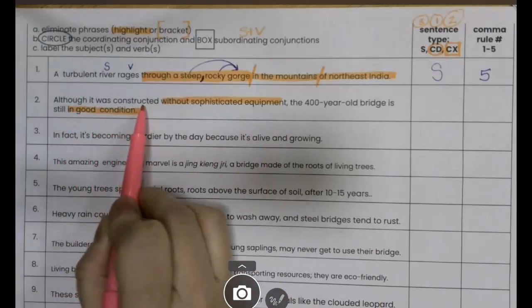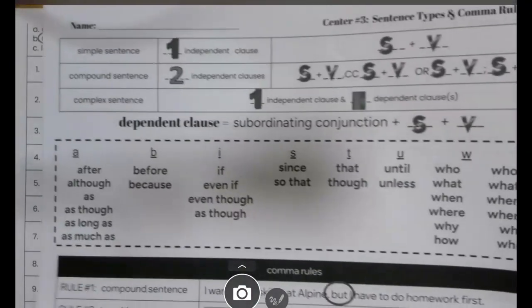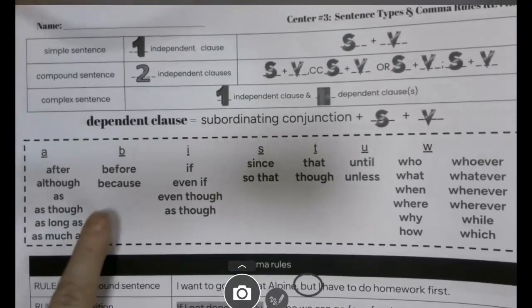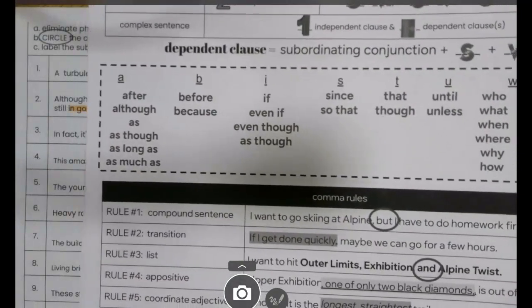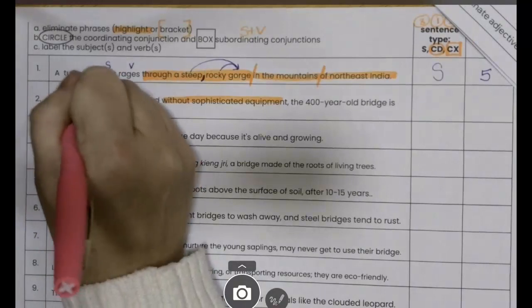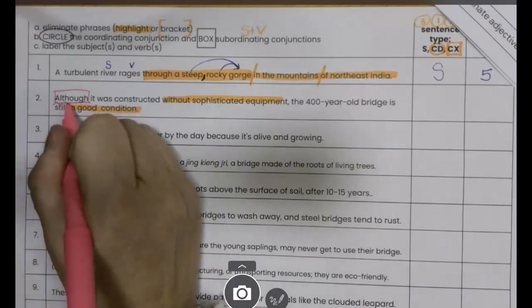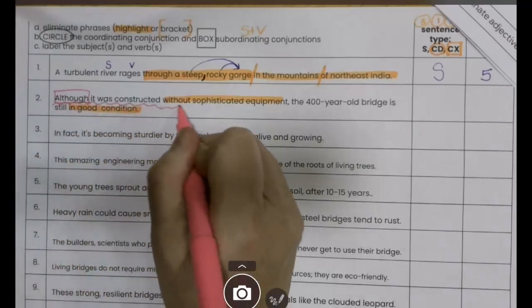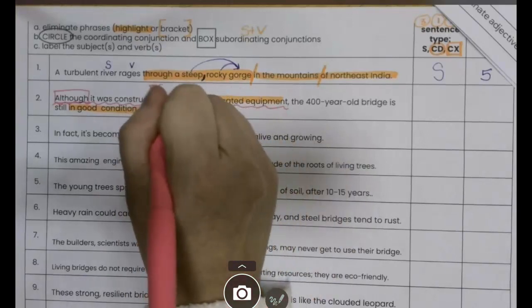Although it was constructed, the 400-year-old bridge is still. So no coordinating conjunction. Now I'm going to look to see, do I see any of the words that I wrote here under my subordinating conjunctions list in the sentence? And I do. Although. So I'm going to put a box around although and think about what clause, what is it saying that although goes with? Although it was constructed. So I'm going to underline all of this, and it actually includes this prepositional phrase. So that is a dependent clause.